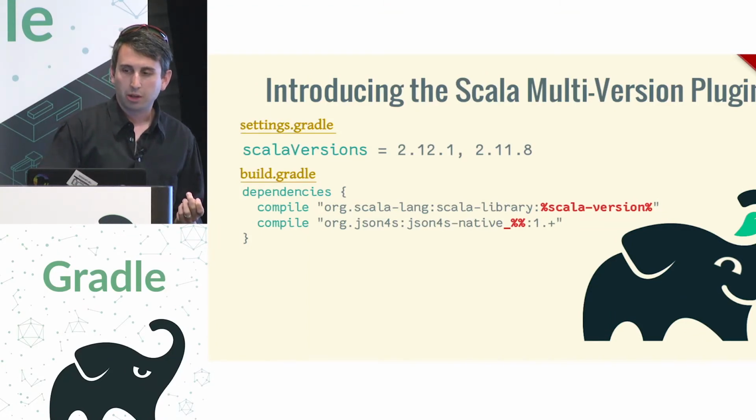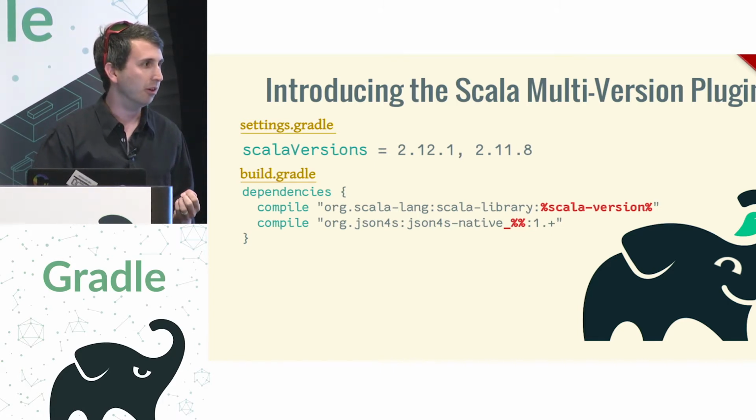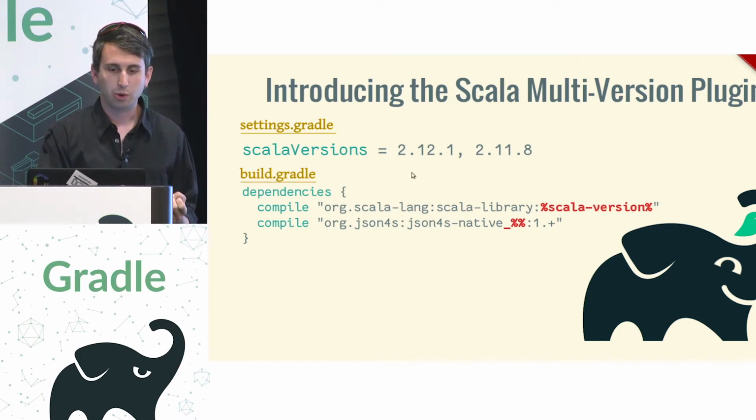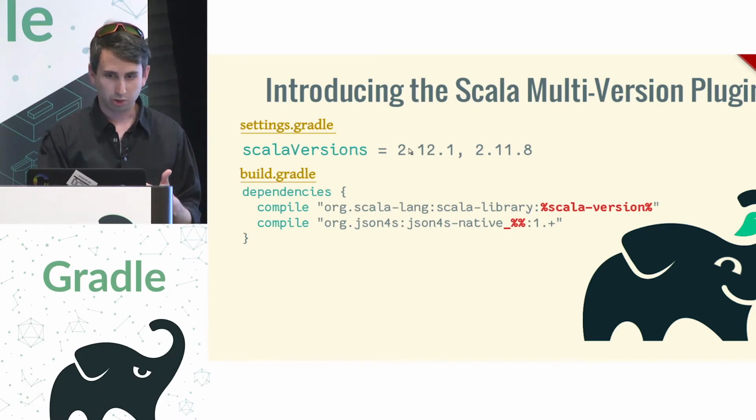Okay, so let's look at how the plugin works. I'll say it's sort of inspired by the SBT way. So in your settings.gradle, you would declare the list of Scala versions you want to compile for. And then in your dependencies, you can use these two placeholders. One is %scala-version%, and it represents the fully qualified version number. And the other is this _%%, which just stands for the suffix, which would include, in this case, for example, _2.12 or _2.11.